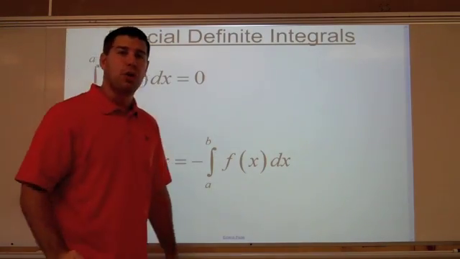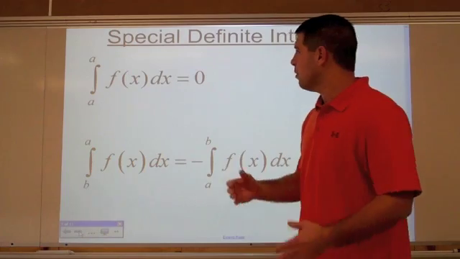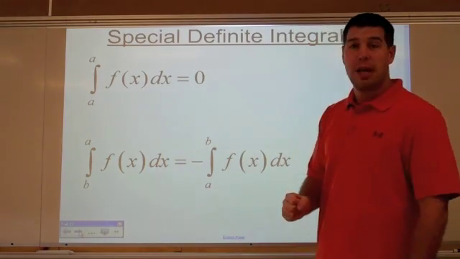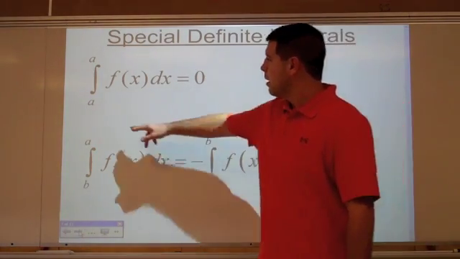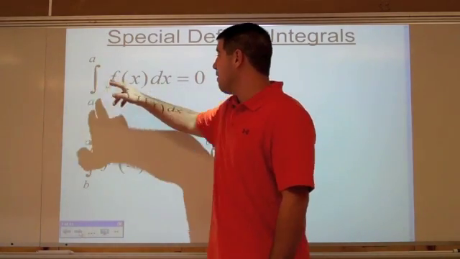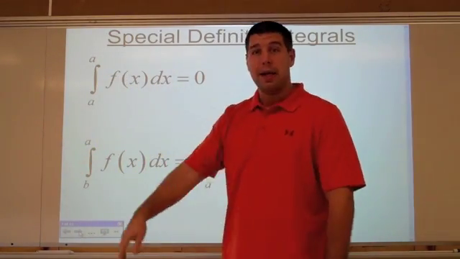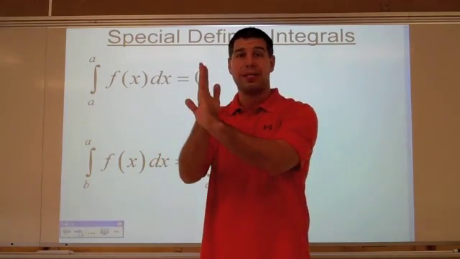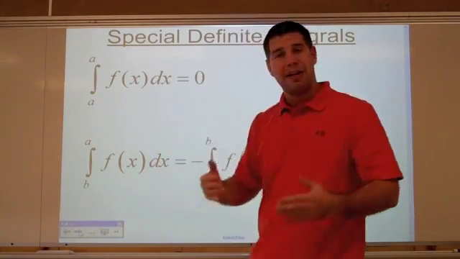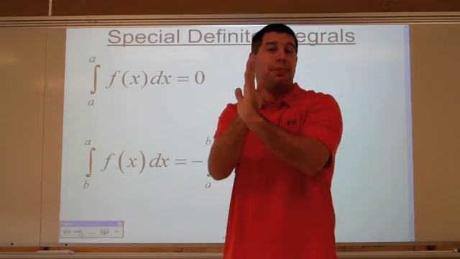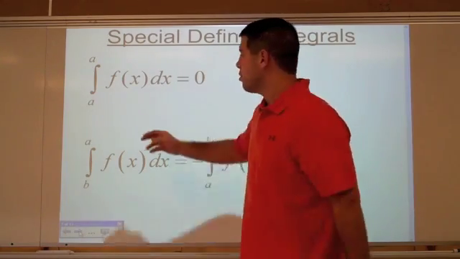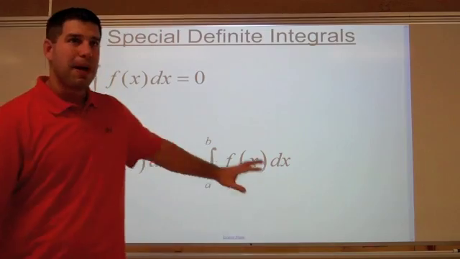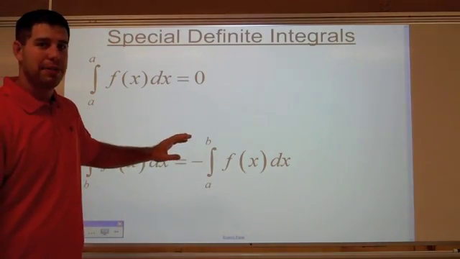A couple special definite integrals or definitions they want to give you here. The integral from a to a of f of x dx, meaning the area between f of x and the x-axis, between x equals a and x equals a, is 0. That should make sense. You're not moving. X is the same thing. There is no area. So that's why from a to a is 0. Special case, they might try to trick you sometimes.